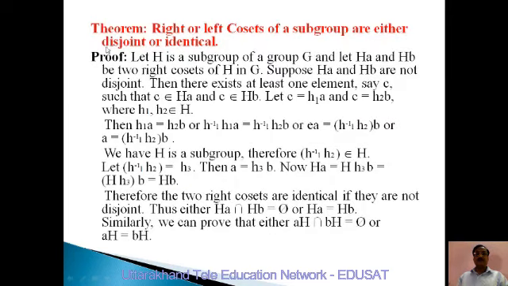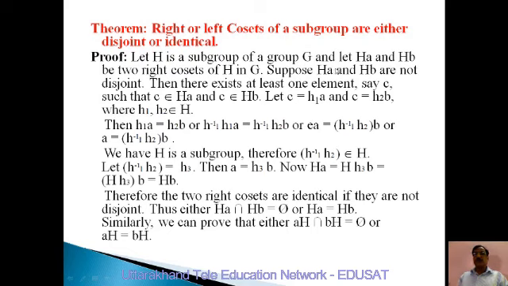Now we have a theorem. This is a very important theorem of cosets. Right or left cosets of a subgroup are either disjoint or identical. Let H be a subgroup of G and let Ha and Hb be two right cosets of H in G. This is an important line.